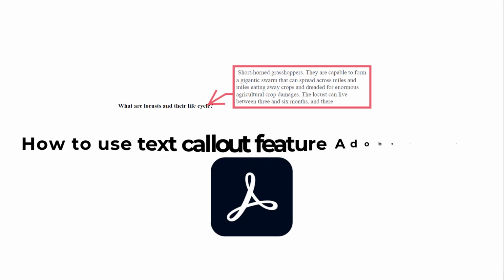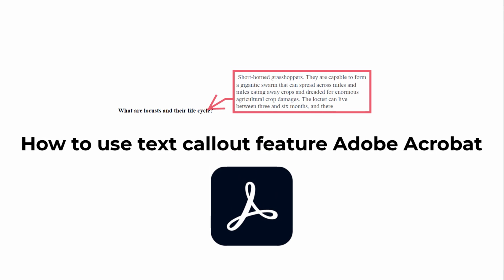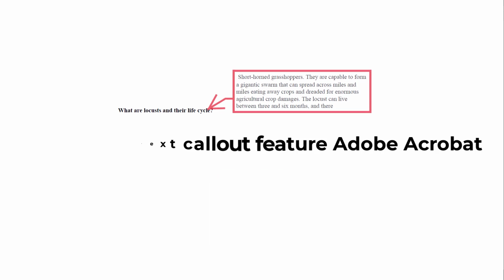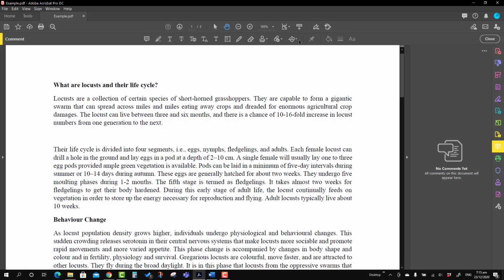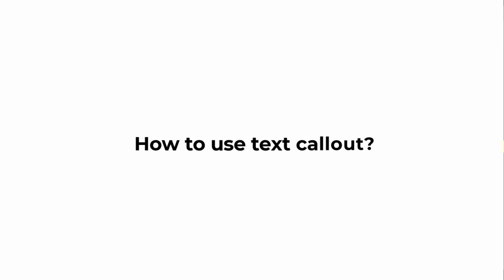In this tutorial, we are going to discuss how to use the text callout feature in Adobe Acrobat Pro DC. The feature we are going to talk about is generally located in the drawing tools, which is not visible here. To bring up the drawing tools or comment tools option, we go to the comment section, press it here, and we will see the drawing tools are visible.